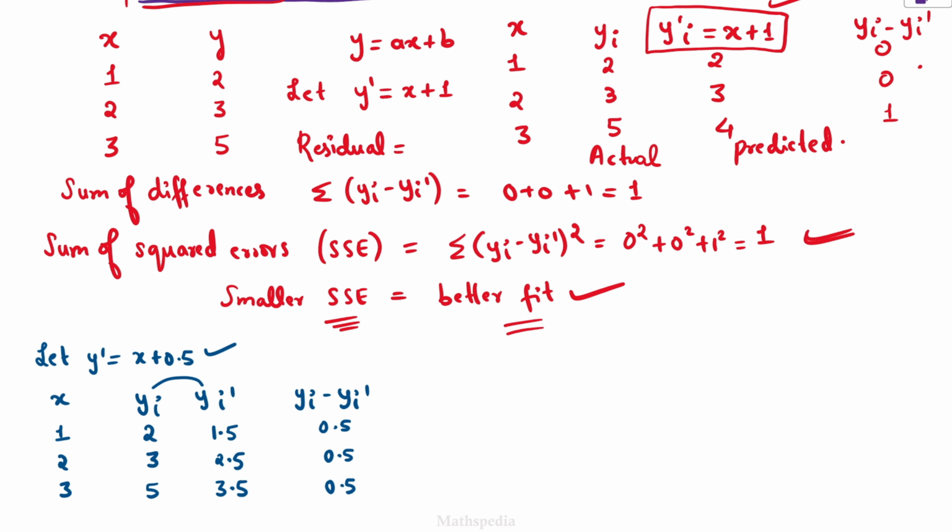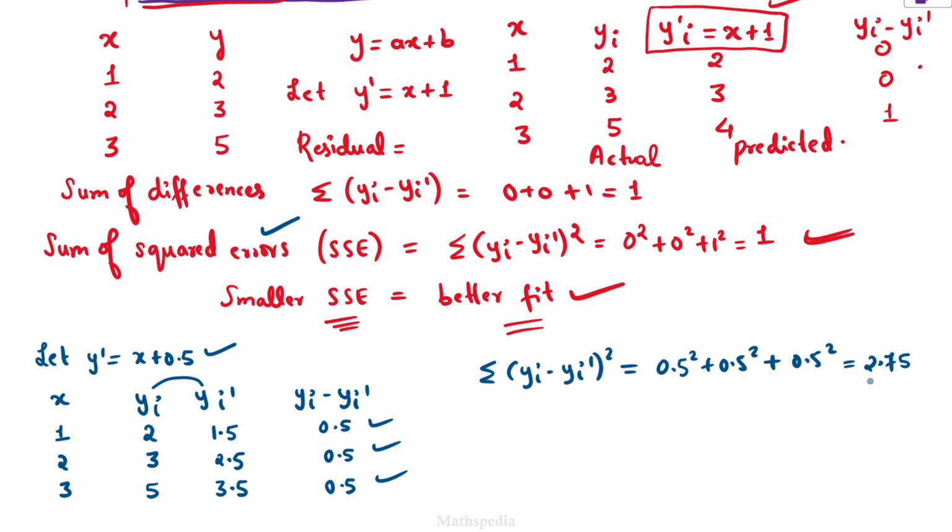Now if you take SSE directly, you are going to jump here, summation of yi minus yi dash squared. So what will we be getting? Whatever the values are, just square them and sum them. So 0.5 squared plus 0.5 squared plus 0.5 squared. So what will be the answer? 0.75. Now this particular value and this value, you observe.